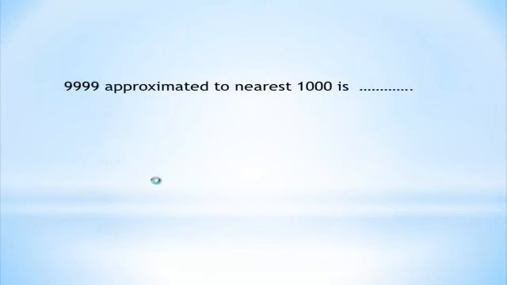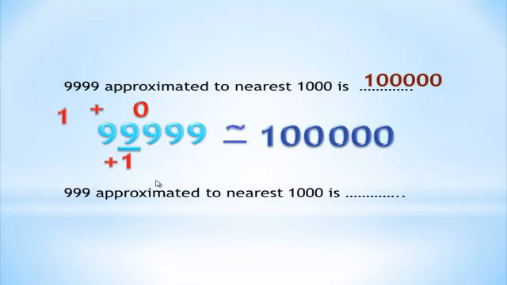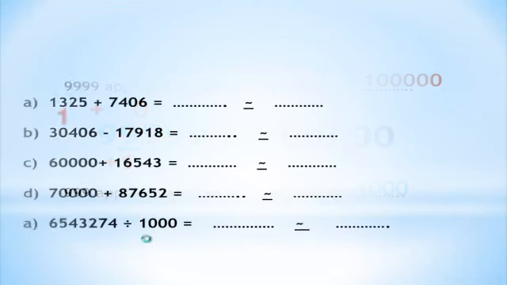If I have 9,999 approximated to the nearest thousand, determine the thousand here is 9. 9 is strong, give 1 to the 9, so I have 99,999 approximated to the nearest 100,000. 999 is approximated to 1,000. I have no place value of the 1,000, so I will take 0. 9 is strong, give 1 to the 0, so the result will be 1,000.